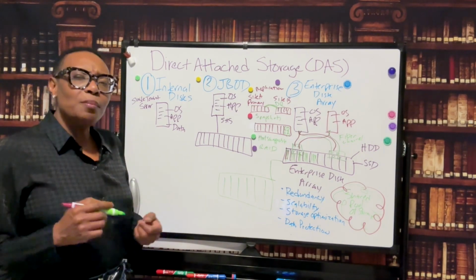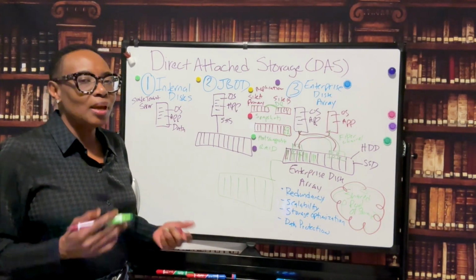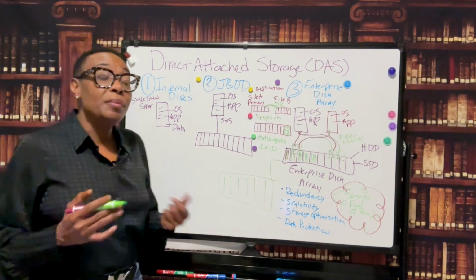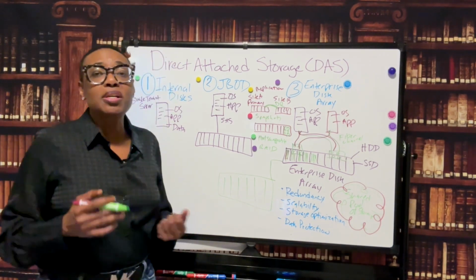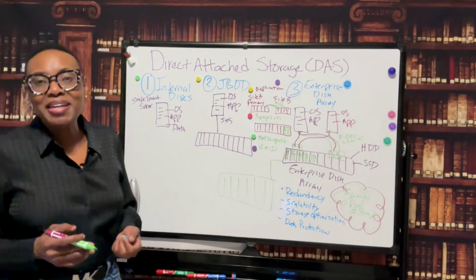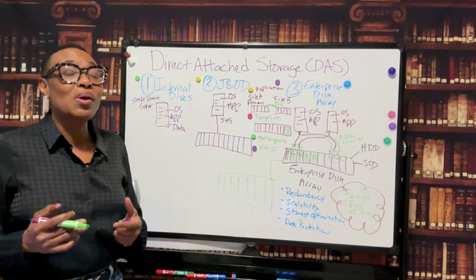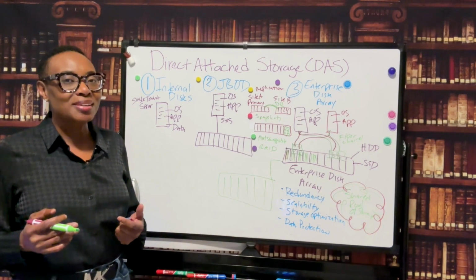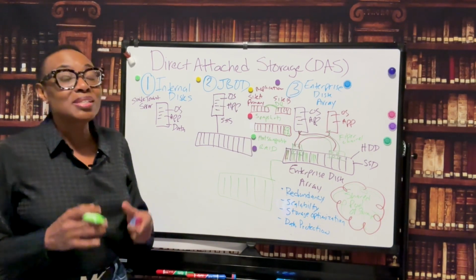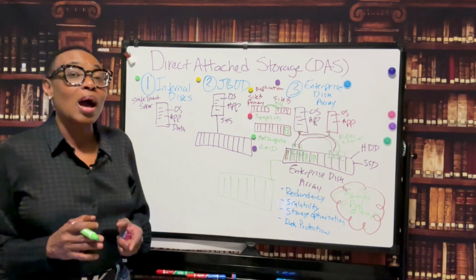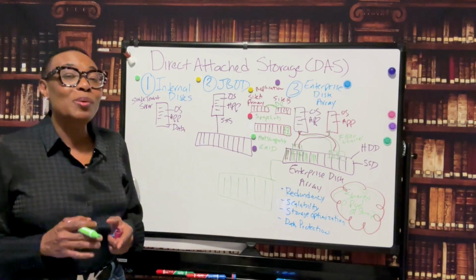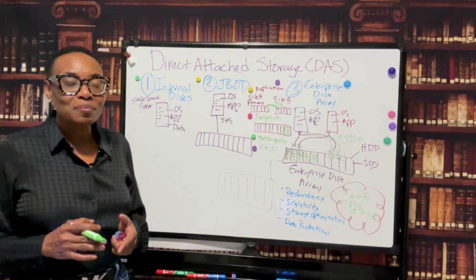So drop me a comment. Let me know what you thought about this whiteboard. Let me know if you have any questions. Does your organization use direct attached storage? Do they use a SAN? Do they use a NAS? Are they using object storage? Or are they using a combination? Because a lot of these storage solutions are complementary as opposed to competing.